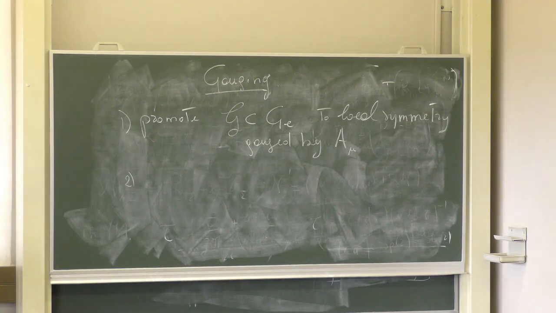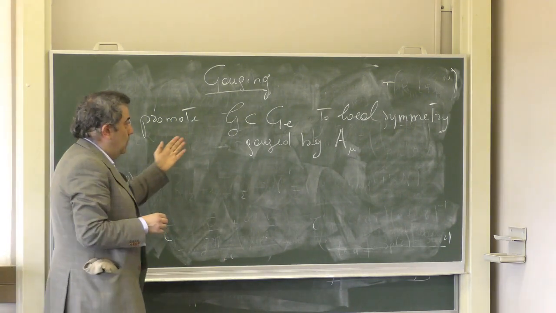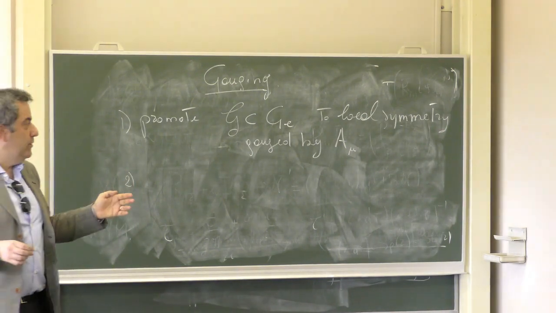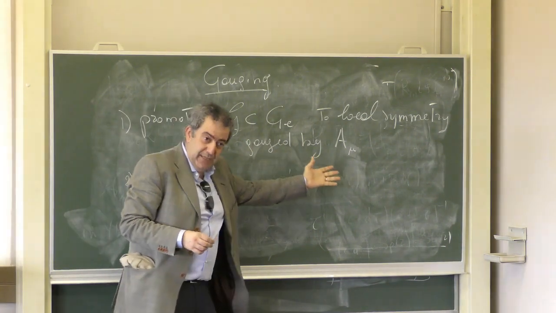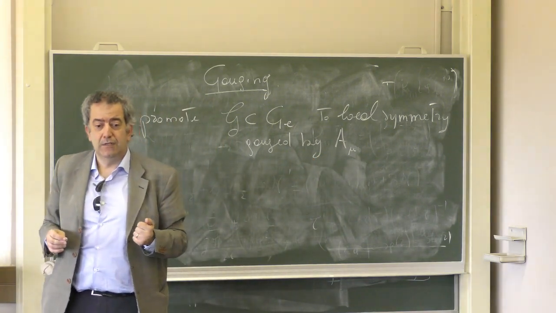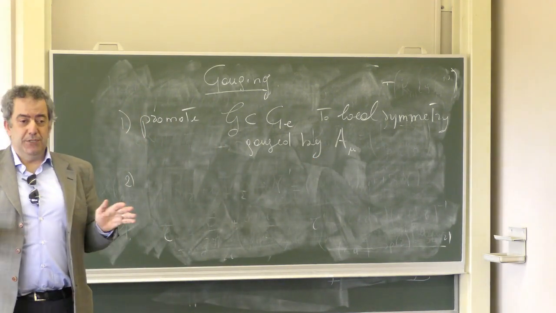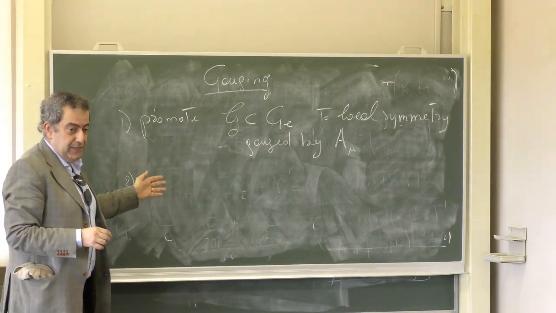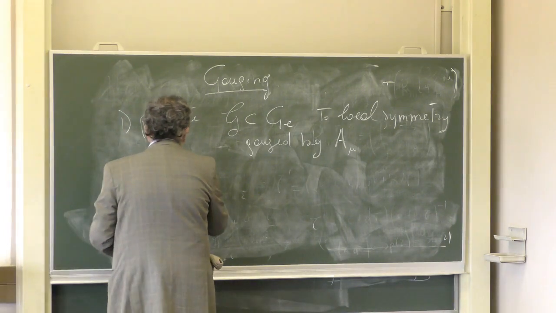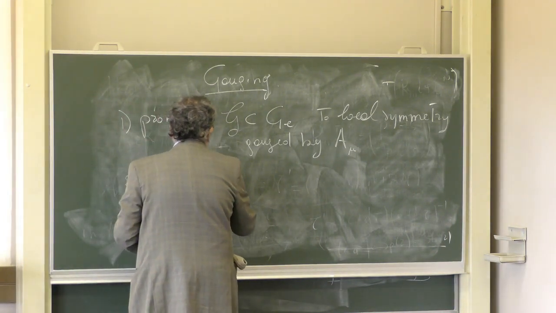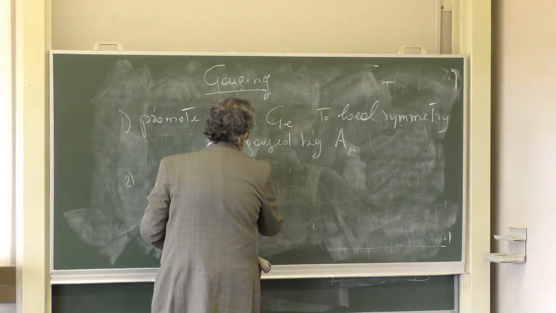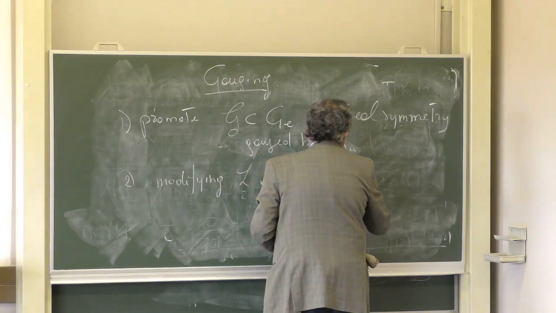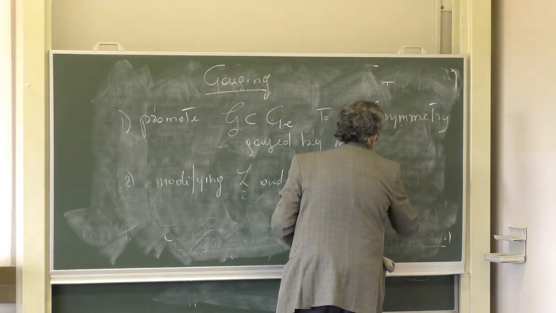Yeah, thank you. So second, when you introduce minimal couplings, you're breaking supersymmetry. When you introduce the minimal coupling that you need to make this group a local symmetry, you're breaking supersymmetry explicitly. So the rest of the gauging procedure consists in modifying the Lagrangian L and the Fermi transformation.